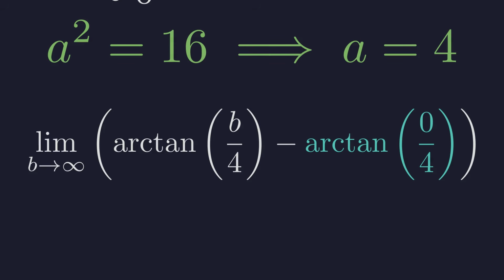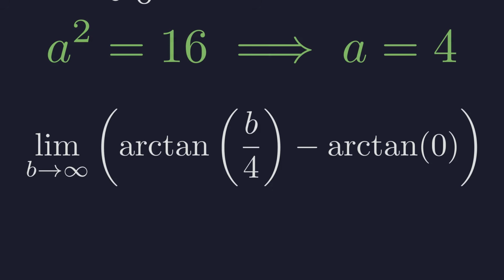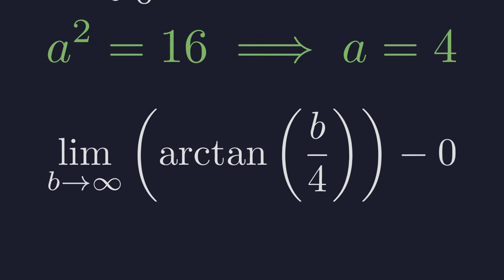Let's first simplify the second term. 0 divided by 4 is 0. The expression simplifies to the limit of arctangent of b over 4 minus arctangent of 0. The angle whose tangent is 0 is 0 itself. So arctangent of 0 is 0. Substituting this value, we are left with evaluating the limit of arctangent of b over 4.